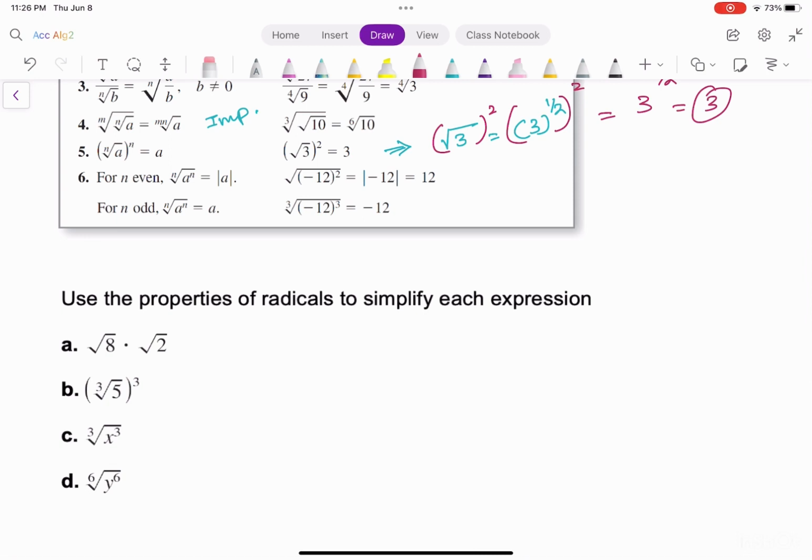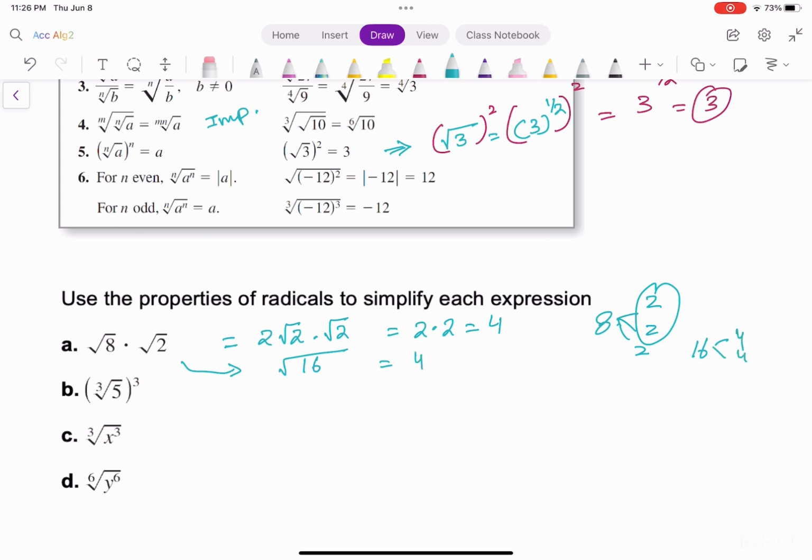Let's try to simplify these. So the first one, radical 8 times radical 2. What are the factors of 8? 2, 2, and 2. It is a square root, so one 2 can come out and another 2 will stay, because square root means we are making a pair, we are talking about twinsies. This is one way of writing it down, because radical 2 times radical 2 will give you radical 4, which is 2. Or I can combine those two together in one big radical, and that will be radical of 16, and radical of 16 is nothing but 4.